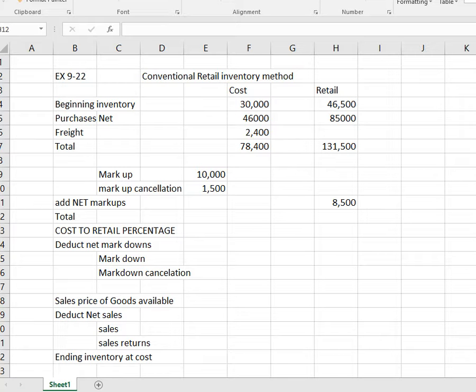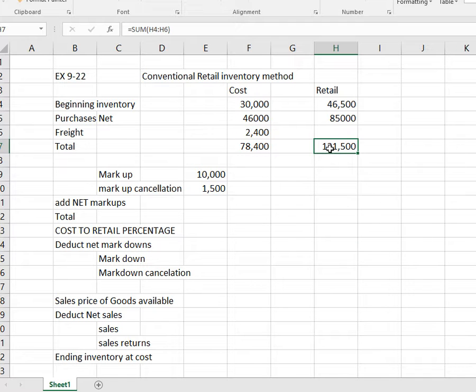When we know our sales, we can set total goods available for sale at retail, minus what we sold would be leftover, and that would give us our ending inventory at retail. Then we can multiply that number by the cost to retail percentage and get ending inventory at cost. And so I just put in a few numbers.